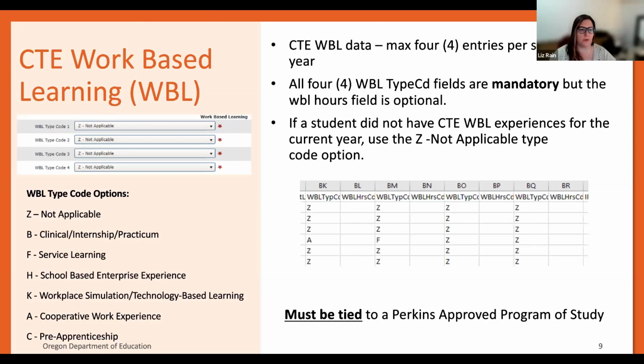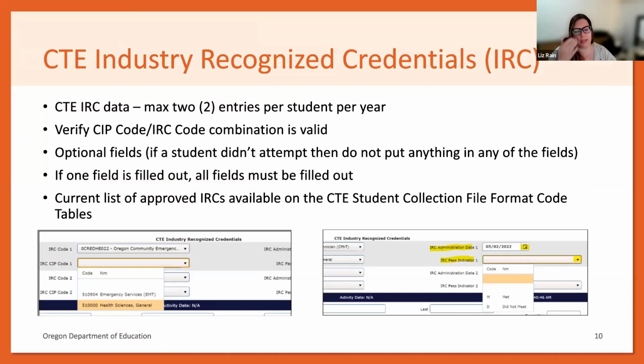Thanks, Carly. That's a really important point. So next is more about those IRC fields, or industry recognized credentials. For each student, there's a max of 2 entries per student per year. While you're filling those out, please make sure that the SIP code and the IRC code combination is valid. For our example here, it's health sciences. So make sure that the health sciences IRC code matches the SIP code, so that they both have to do with health sciences.